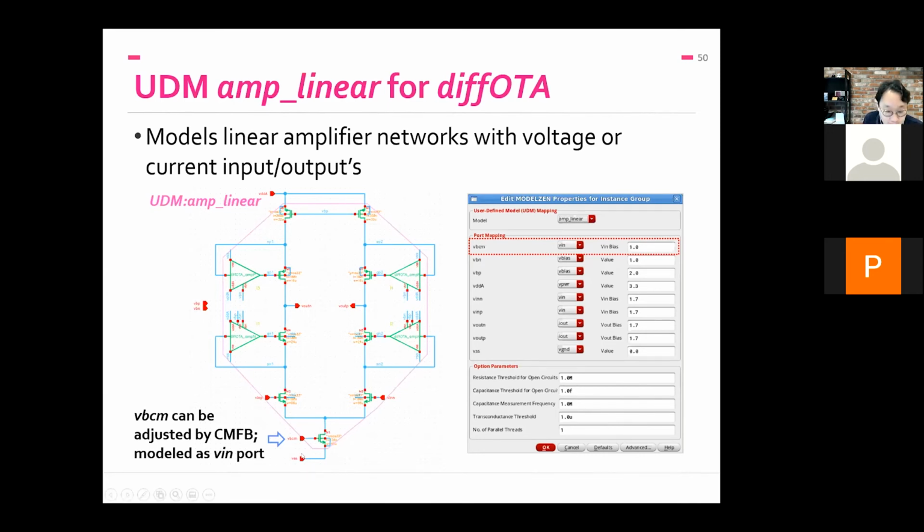And for here, one of the bias inputs is actually treated as an input, because this is the signal that's being adjusted by the common mode feedback to control the output common mode at the desired level. So we recognize that this input can change during the simulation. So we model that as one of the inputs of this amplifier, so that the output will actually change in response to that. So from the UDM perspective, this circuit is an amplifier with 3 inputs, 2 outputs.